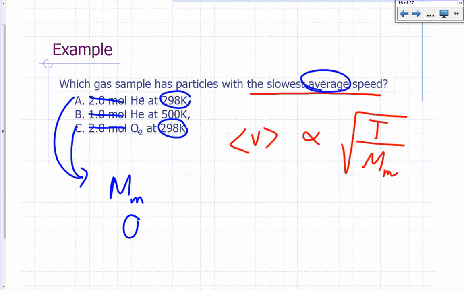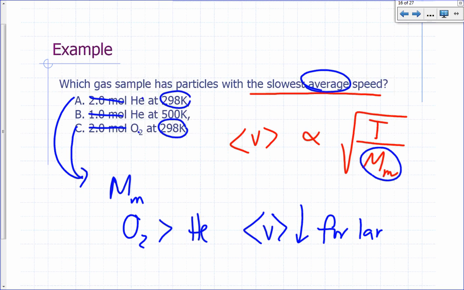Molar mass O2 is larger than helium, right? So you've got a bigger denominator for O2. So the heavier oxygen molecules would have what? Would be more sluggish, you'd say. It would be smaller for larger molar mass. So it would be slower for O2. Okay, so O2 would be slower than helium, so you can cross this one out.